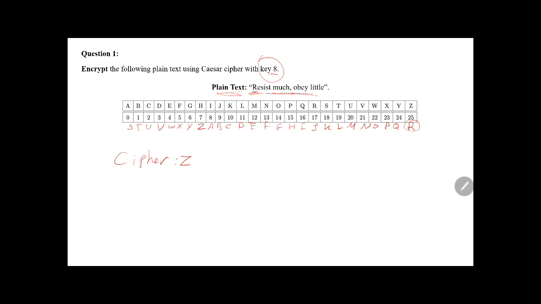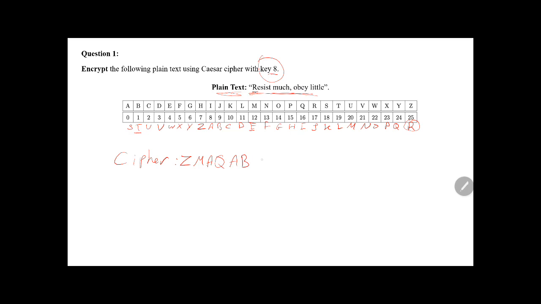The next one is E. We search for E, which is here, and we get the substitute letter, which is M. Then we search for S, which is here, and we replace it with A. Then we search for I, which is here, and we replace it with Q. S is an A also, like the old one, and we search for T. So T is here, we replace it with B. Now we are done with the first word.